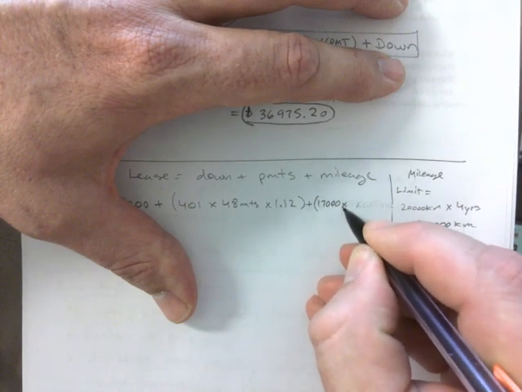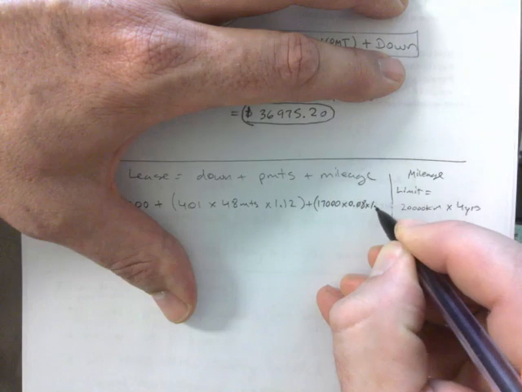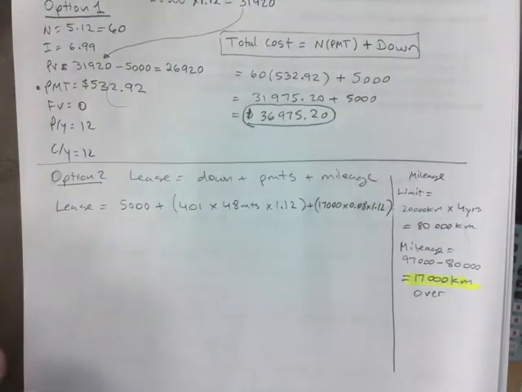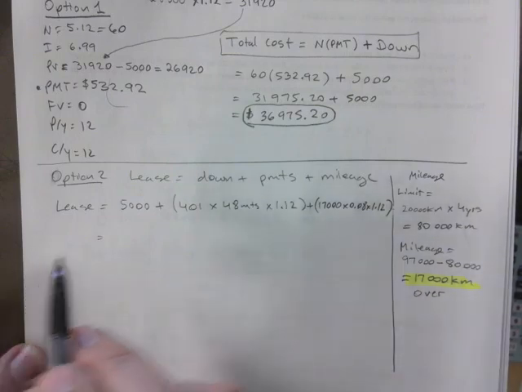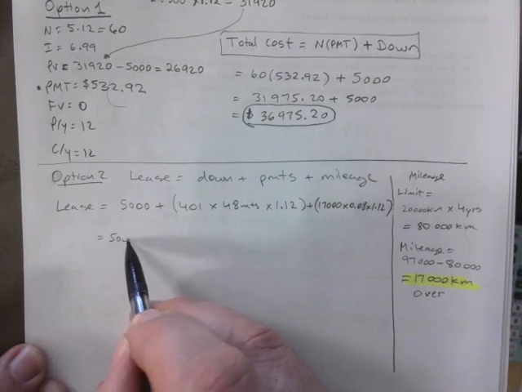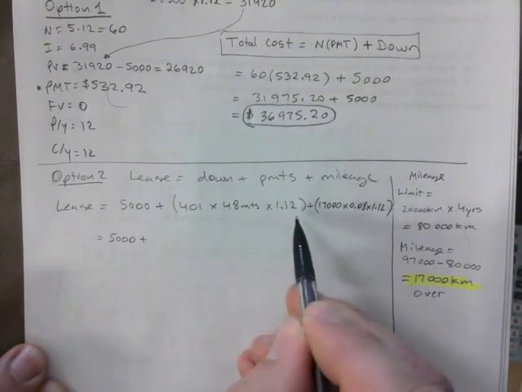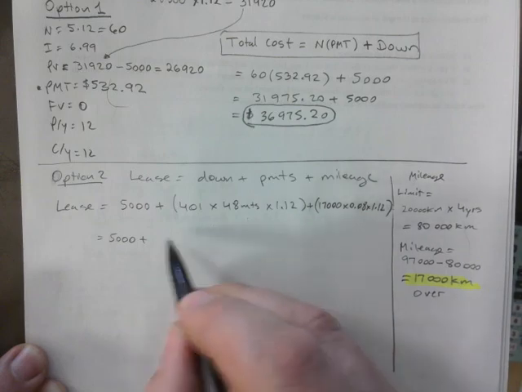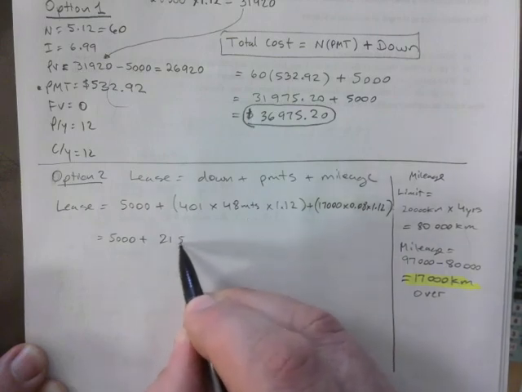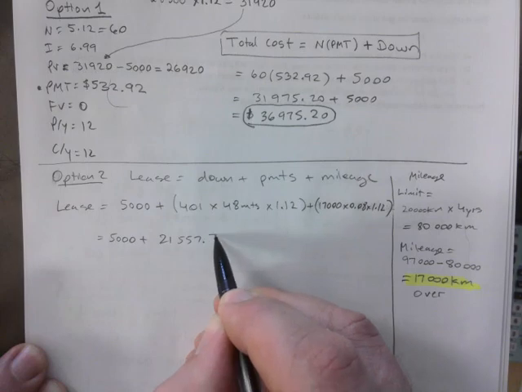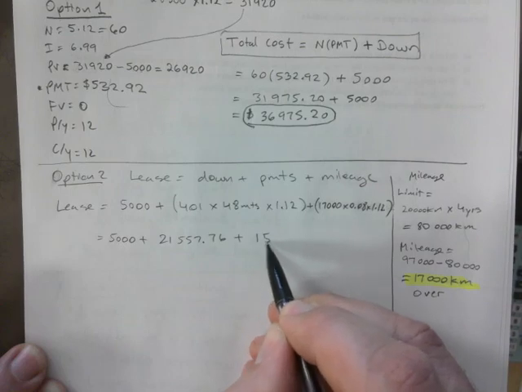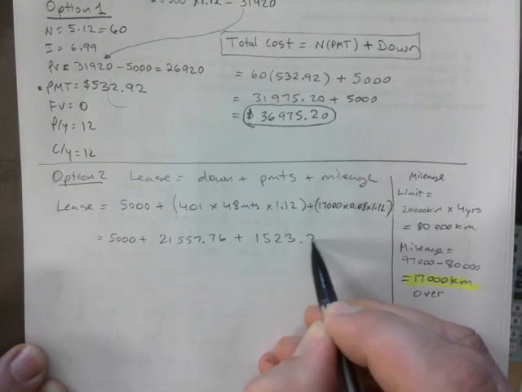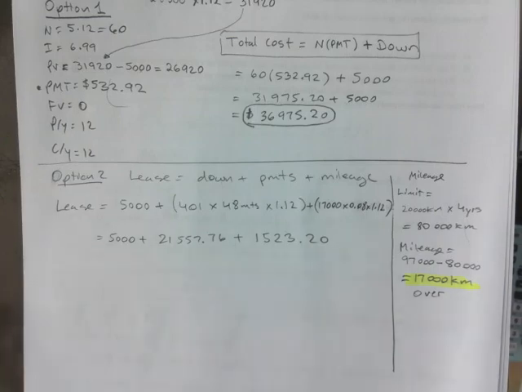17,000 times 0.08 times 1.12. There you go, that's better. So you can't just multiply the whole thing by 1.12 because the down payment is not taxed. So let's do this part right here, it is 21,557.76. This part right here is $1,523.20. And some might say, that's not a whole lot, Mr. Dirksen, for 17,000 kilometers.